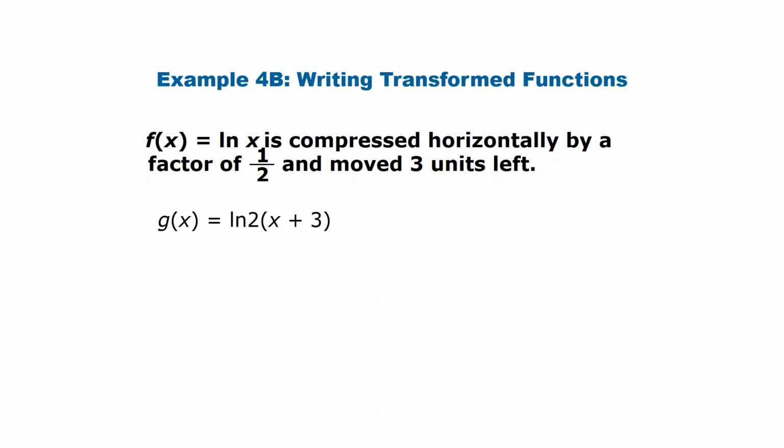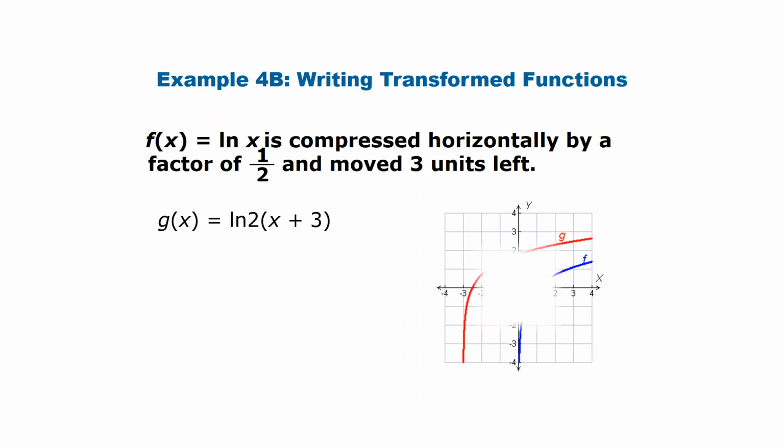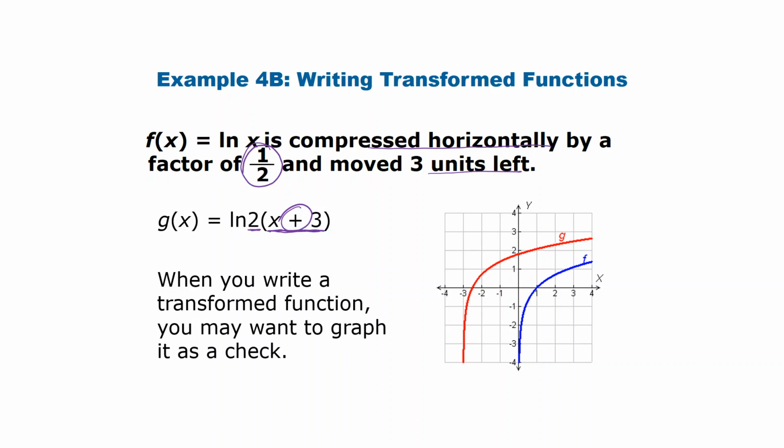Okay, so what we're going to have to look at is, all right, ln x is compressed horizontally, so that's going to be our x, by a factor of 1/2. Now remember, that's 1/2, so we have to do the inverse of it, so that's how we get ln 2x, and it's moved 3 units to the left. That's a horizontal movement, so we're going to snuggle it up with my x, and it goes 3 units left, so we actually put the plus sign in. All right, when you write a transform function, you may want to graph it as a check.